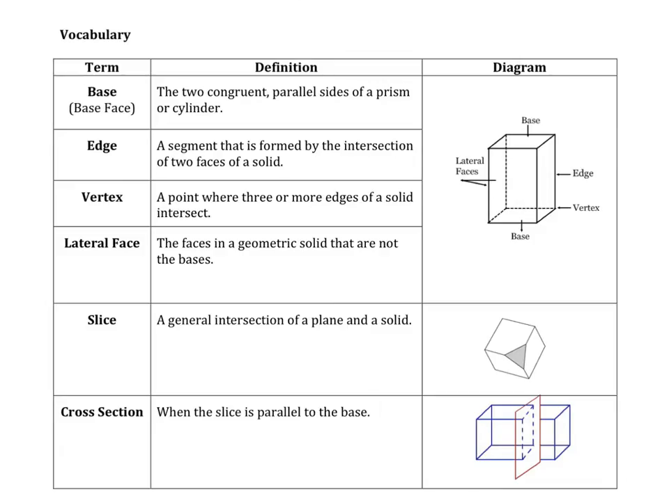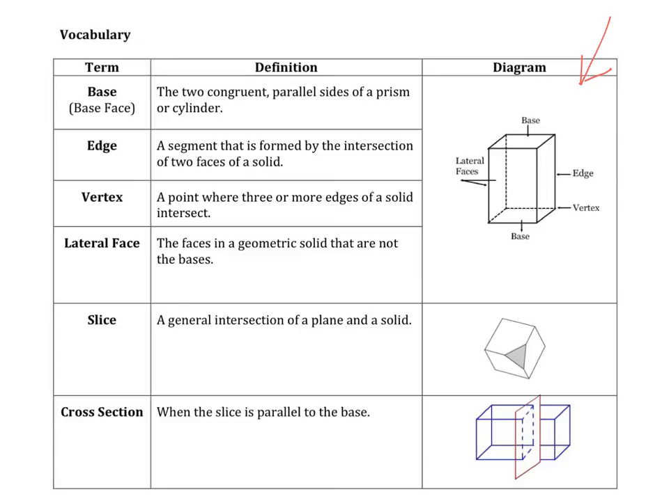So here's some vocabulary you may already know or you may need to review. A base, or a base face, are the two congruent parallel sides of a prism or cylinder. So take a look at the diagram as we go through the vocabulary here. You are going to have to be familiar with this vocabulary and be able to define it. So I would probably either take a picture of this and print it out, or cut this out and put this in your composition notebook. Or even transfer it. You can rewrite it and redraw it.